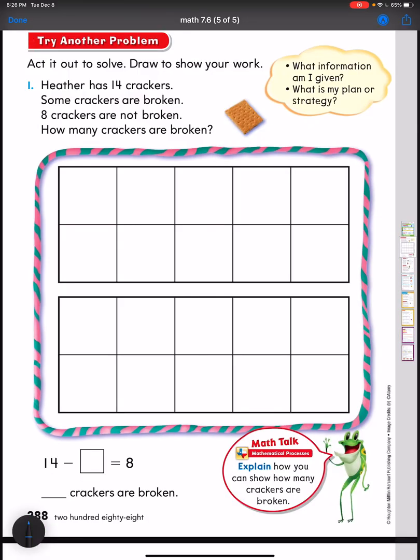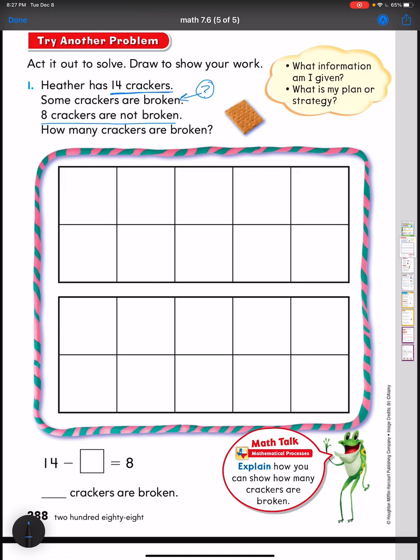I know it says to act it out. We're going to work through it with some pictures like what we've been doing. So we'll draw to show our work. It's asking us, okay, what information am I given and what is my plan or strategy? Let's read our problem. Heather has 14 crackers. Okay, that's important. Some crackers are broken. Does it tell us how many? It doesn't. It doesn't tell us how many are broken. 8 crackers are not broken. How many crackers are broken? So it wants us to find that missing information.